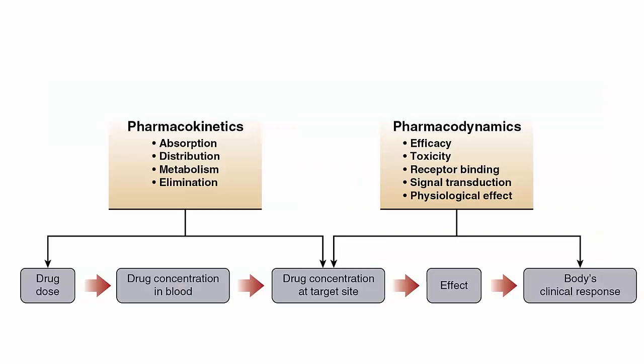This is a schematic diagram of the relationship between pharmacokinetics and the pharmacodynamics of a drug. Pharmacokinetics involves the absorption, distribution, metabolism, and elimination, whereas pharmacodynamics includes the efficacy, toxicity, receptor binding, signal transduction, and physiological effects of the drug.